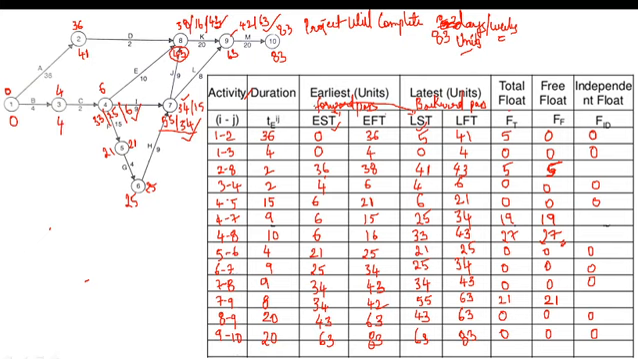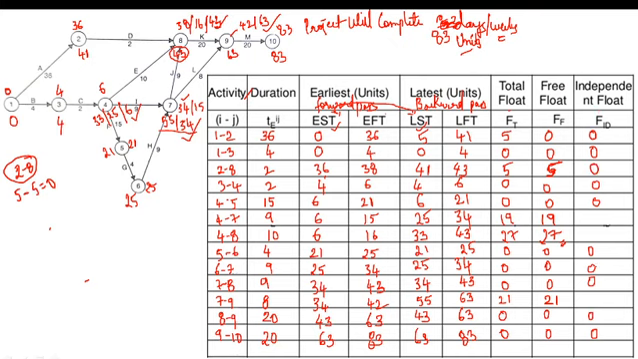Now we will see activity 2 to 8. For activity 2 to 8, the independent float calculation is as follows. What is the free float of activity 2 to 8? 5. 5 minus the total float of the tail event. What is the tail event of 2 to 8? It is 1 to 2. What is the total float of 1 to 2? 5. So 5 minus 5 is how much? 0.